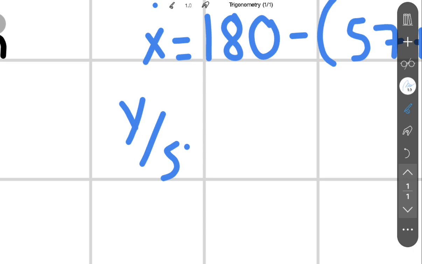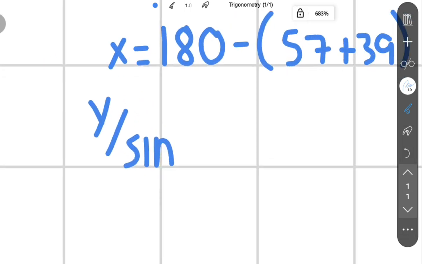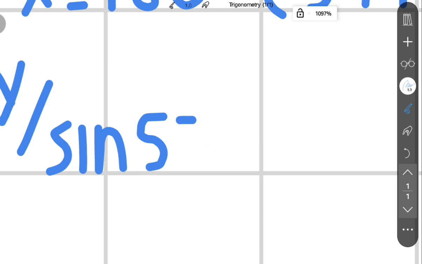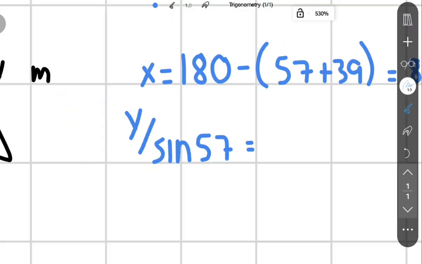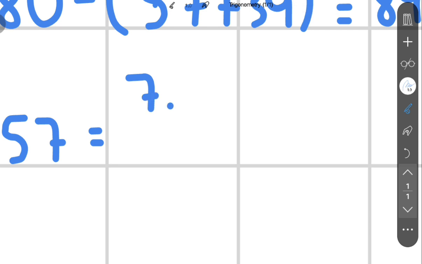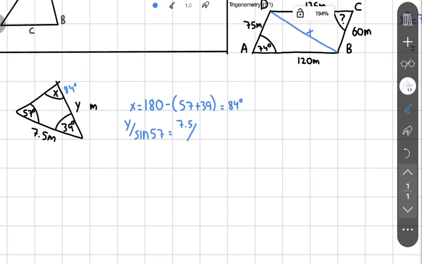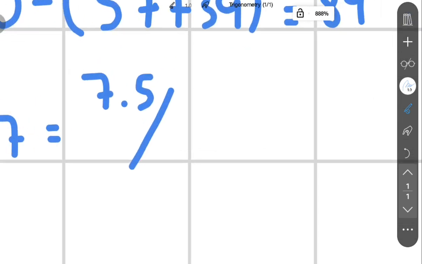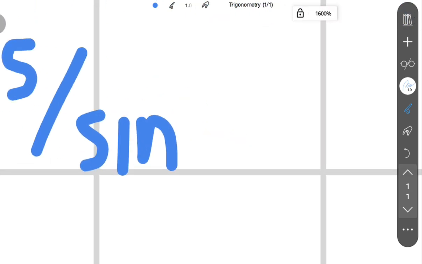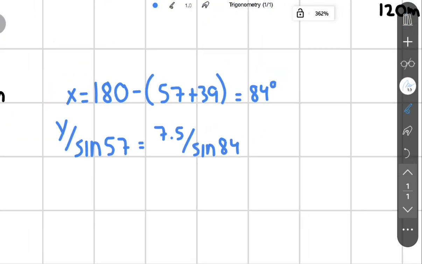over sine, and what's opposite to it? 57, is equal to 7.5 over sine 84. Okay, I just wanted to rewrite it properly. So yeah, we only have one missing variable.